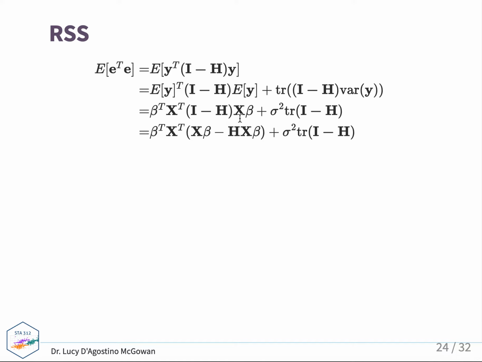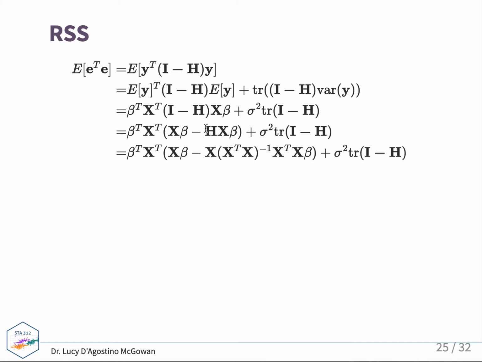So I'm going to distribute this x beta to each part of this I minus H. When I multiply x beta by I, I just get x beta, because when you multiply anything by the identity matrix, you just get the original matrix back. And then I'm going to multiply this x beta also by H. And so I end up with beta transpose x transpose times x beta minus H x beta. And H here again is that hat matrix, plus sigma squared times the trace of I minus H.